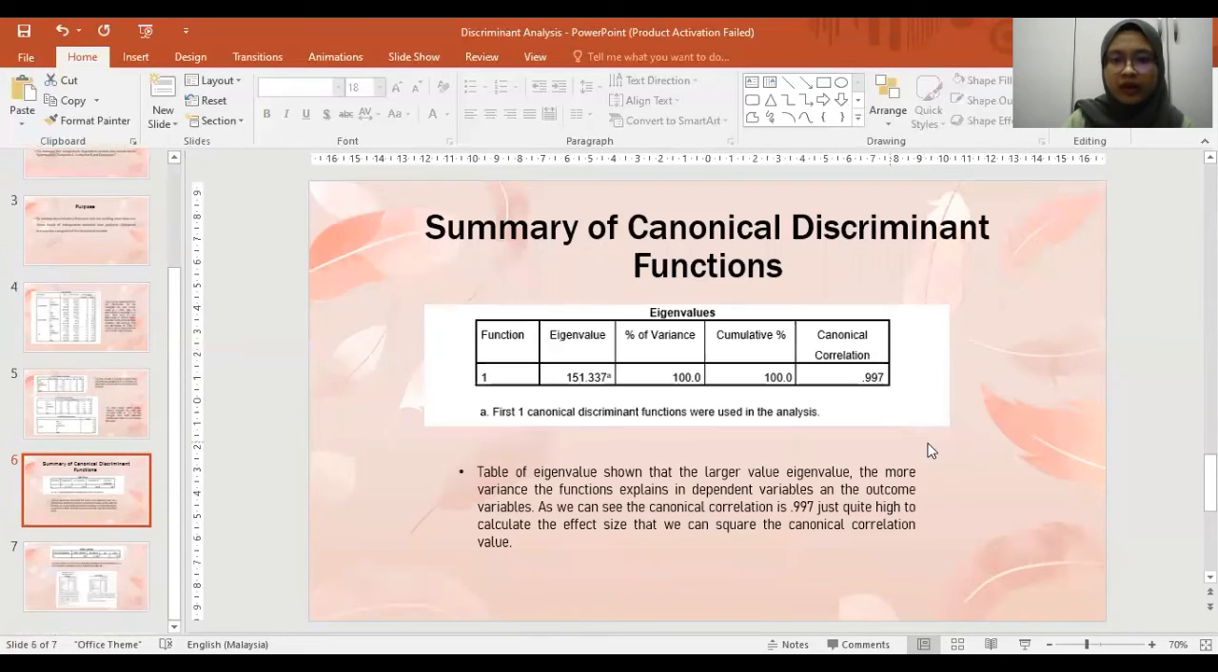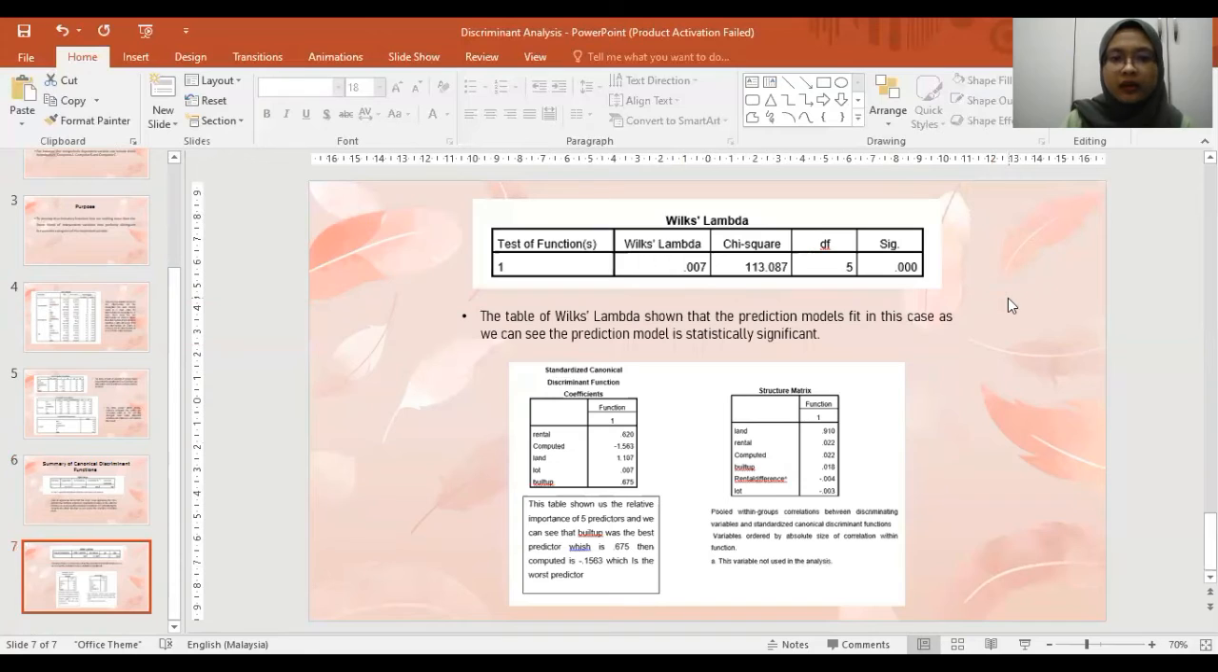For the summary of canonical discriminant functions, the table of eigenvalues shows that the larger the eigenvalue, the more variance the function explains between the independent variables and the outcome variable. As we can see, the canonical correlation is 0.997, which is quite high. To calculate the effect size, we can square the canonical correlation value. And the table of Wilks' lambda shows that the prediction model fits in this case, as we can see the prediction model is statistically significant.